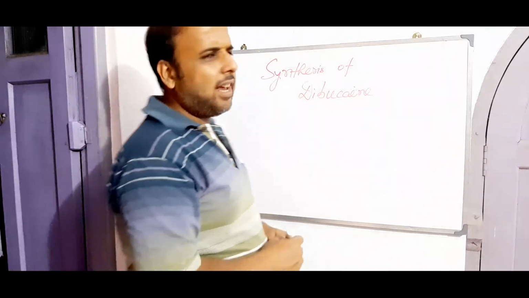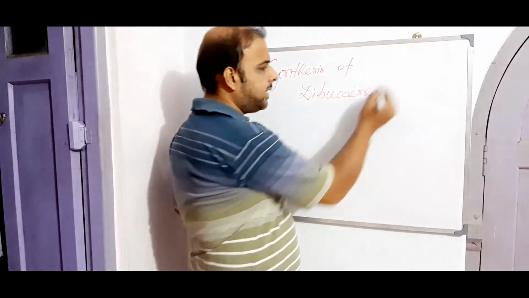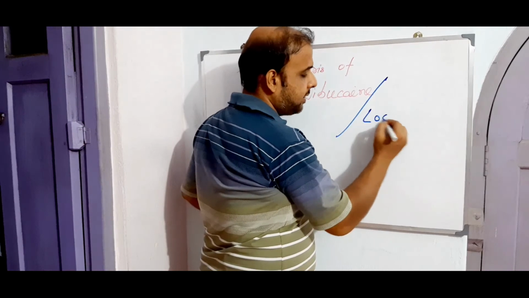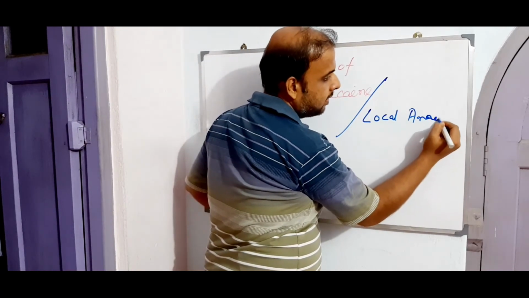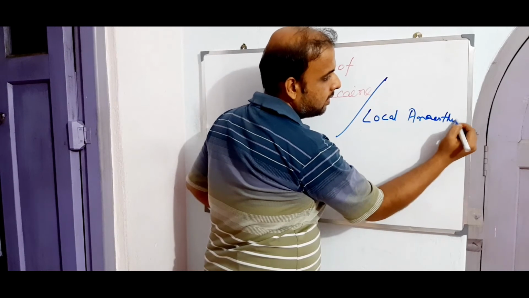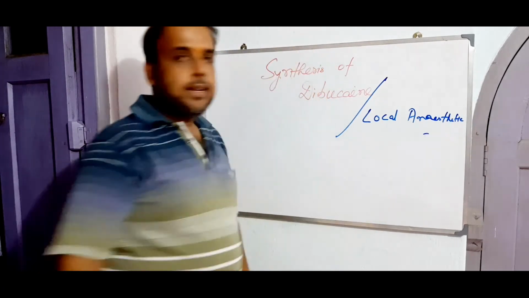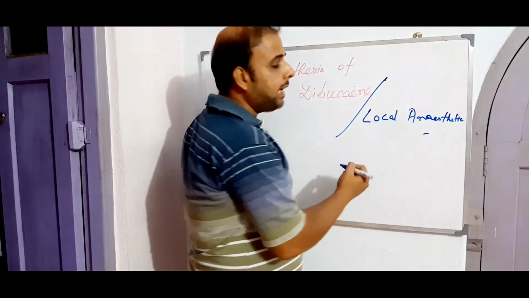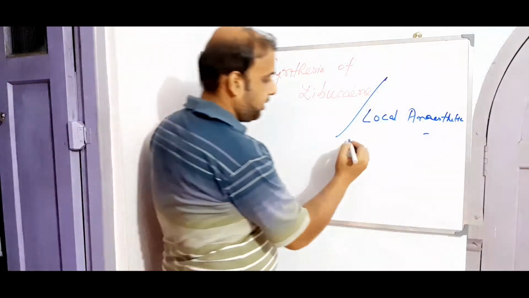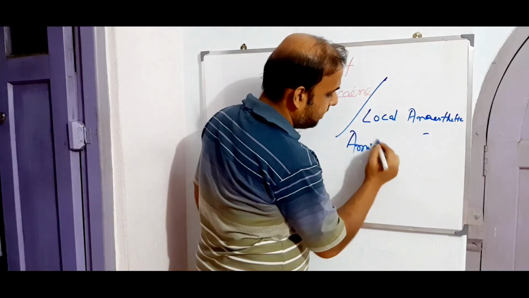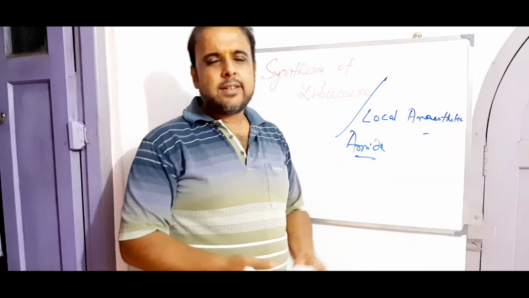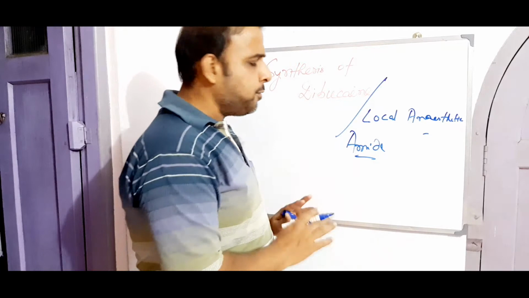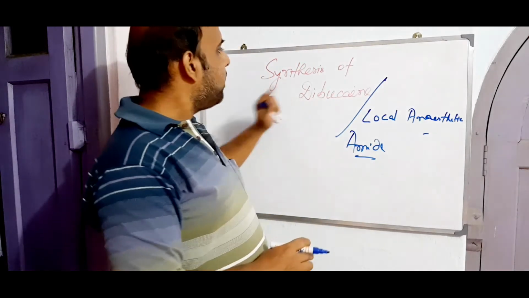Today's topic is synthesis of Dibucaine. Dibucaine falls under the category of local anesthetics, and it belongs to the chemical category of amide local anesthetics. How it acts and what the side effects are, we are least concerned about at this moment, because our concern is synthesis.